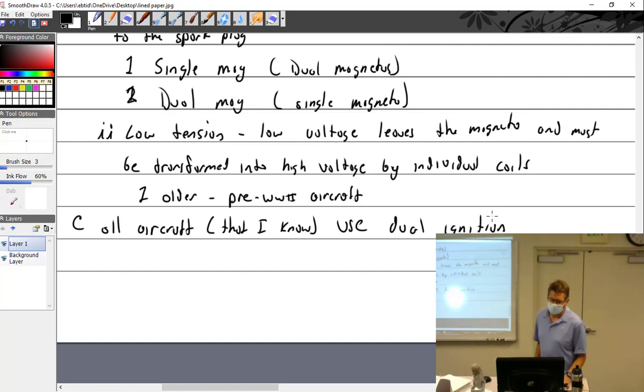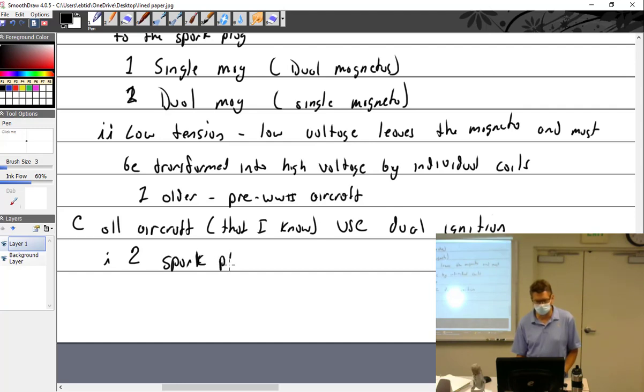Which means that it's going to go to the cylinders, and every single cylinder is then going to have two spark plugs. So, all right, use two sparks. Use dual ignition. Why dual ignition? Well, first of all, that means two spark plugs.